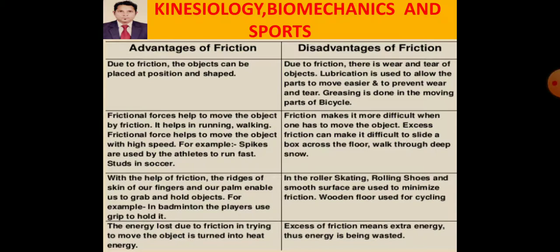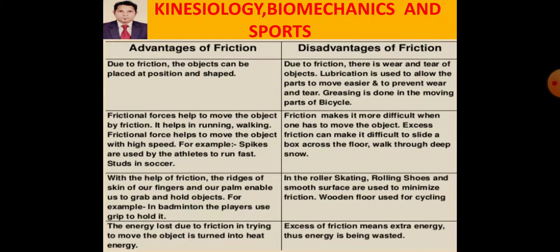So disadvantages are there. Due to friction there is wear and tear of objects. Lubrication is used to allow the parts to move easier and to prevent wear and tear. Greasing is done on the moving parts of bicycles, because wear and tear of the parts is a disadvantage.